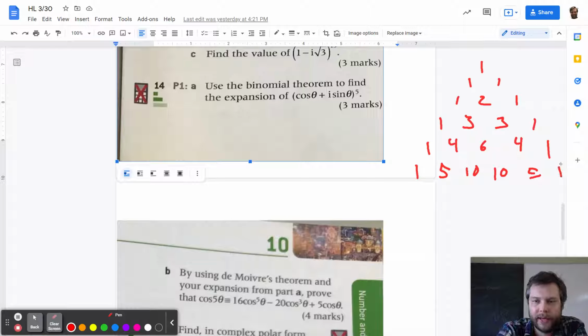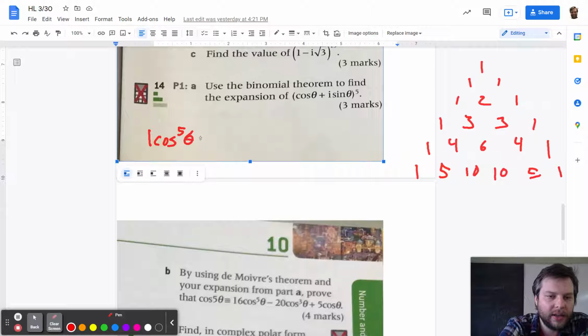Let's see, did I do that correctly? Yep. And there's the fifth row. And so then these are going to be the coefficients of my cosine theta plus i sine theta. So we'll have 1 cosine theta to the fifth plus 5 cosine to the fourth theta i sine theta plus 10 cosine to the third theta.